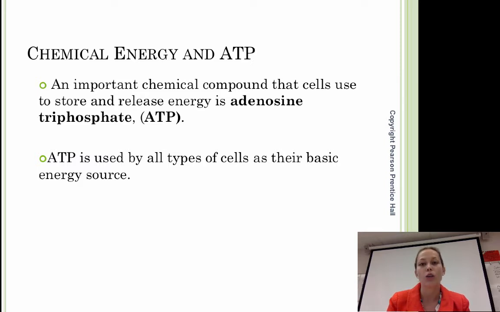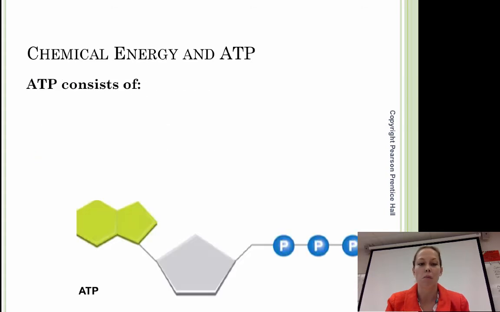Cells cannot use the food that we consume, so proteins, carbohydrates, nucleic acids, and lipids, as their energy form. They're going to have to break those things down and convert it into a form of energy that the cell can use, and that form of energy that the cell can use is called ATP.